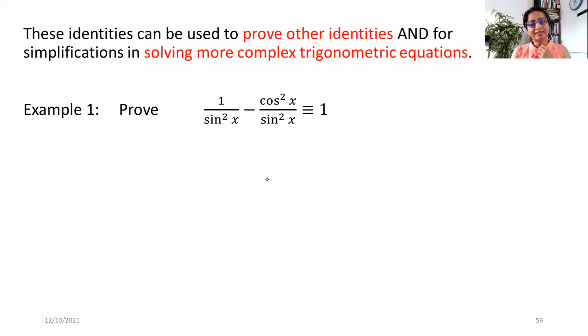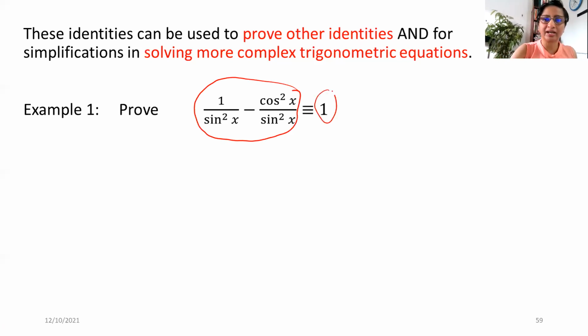Okay, let's try to prove this identity. How do you prove an identity? You have to prove that the expression on the left hand side is identical to the expression on the right hand side. That's how you prove it.